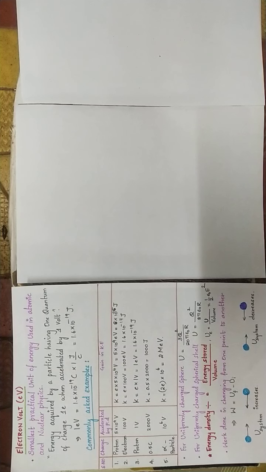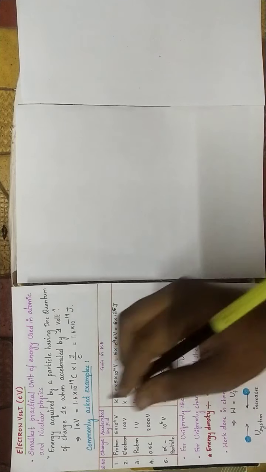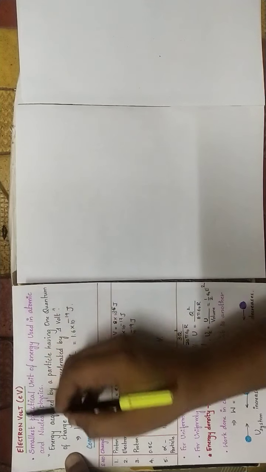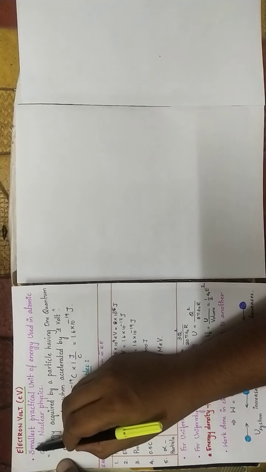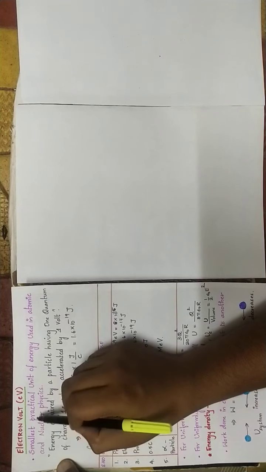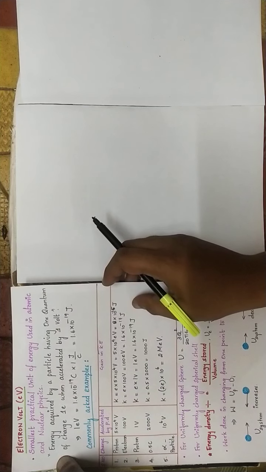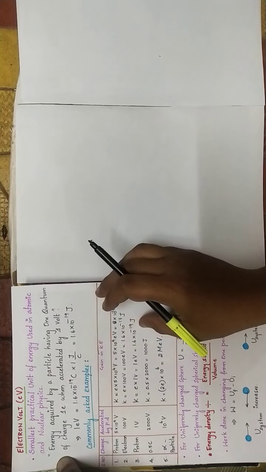Hi students, I have an interesting concept of a quantity named the electron volt. This mostly appears in atomic and nuclear physics. The electron volt is denoted by the symbol small e capital V, and you can understand it as the smallest practical unit of energy. It is the smallest unit of energy used in atomic and nuclear physics.